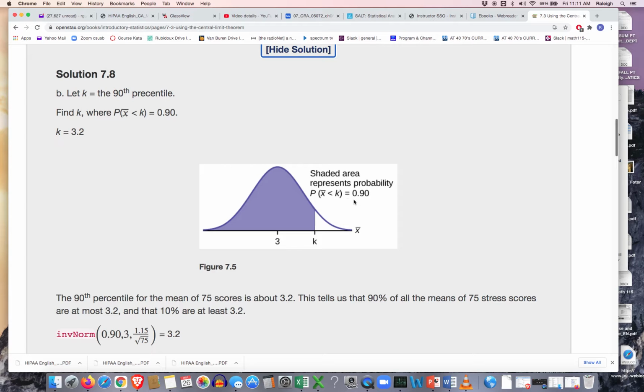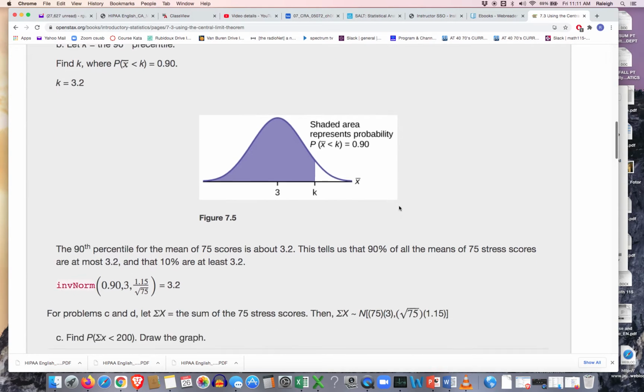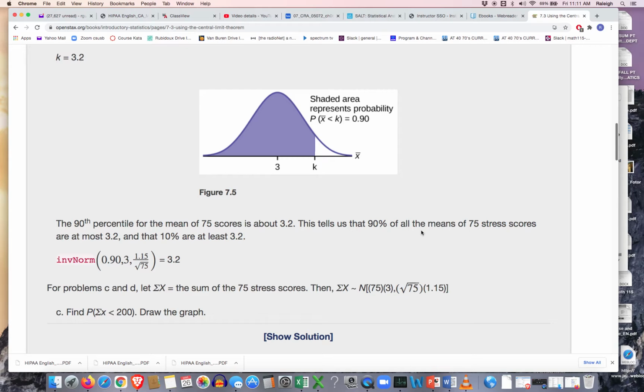Gets you already to the 90th percentile. We already saw something just like that. So 90% of all means of 75 stress scores are at most 3.2. And 10% are at least 3.2. So there's still 10% to go that are above that threshold.